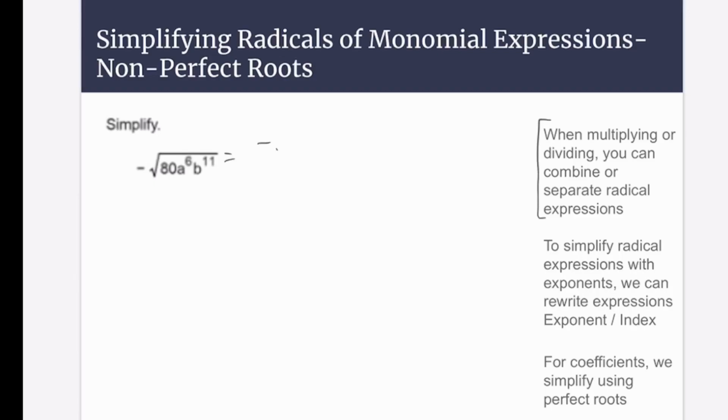So we're going to write this as negative radical 80, a to the 6th power, and b to the 11th power. And each of those pieces are going to get their own separate radical. For coefficients, so that 80, we are looking to simplify using perfect squares. And for those exponents, we had that very basic rule of the exponent divided by the index. So I'm going to do these on the side separate.